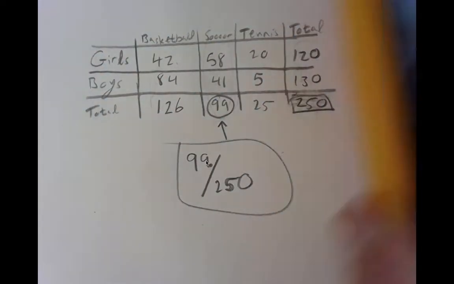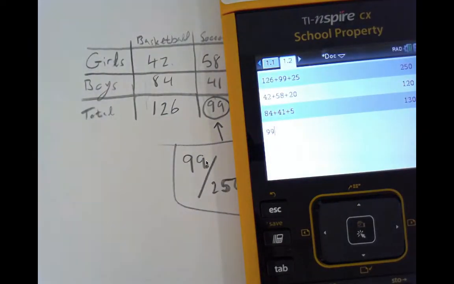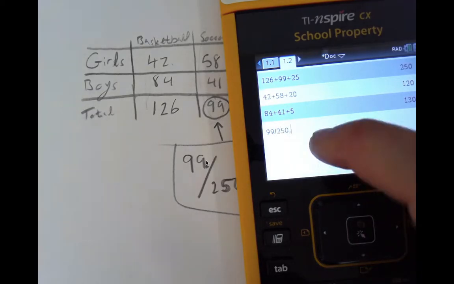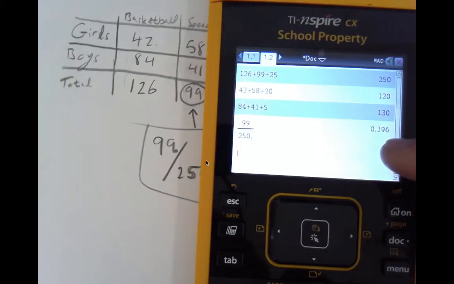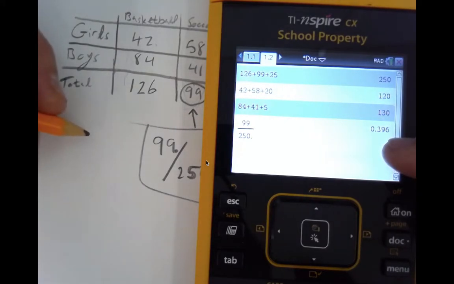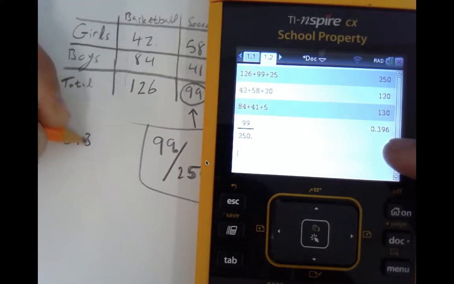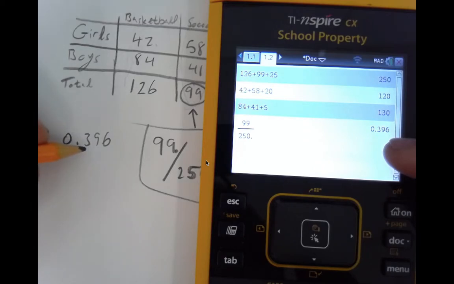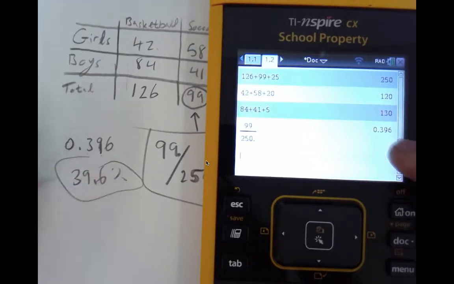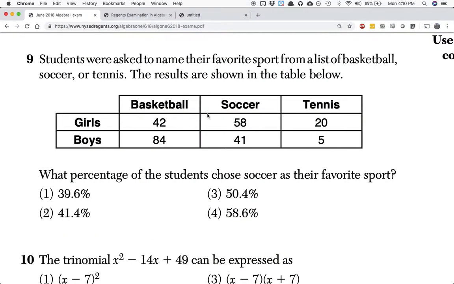99 over 250. Let's do this. 99 divided by 250, and I'll put a decimal just at the end there to get a decimal answer. 0.396. To convert to a percent from here, I just have to say, oh, well, this is hundredths for percent, tens and ones. This is 39.6% of students prefer soccer. Let's check it. 39.6, it is answer choice 1. Whoops. Answer choice 1.